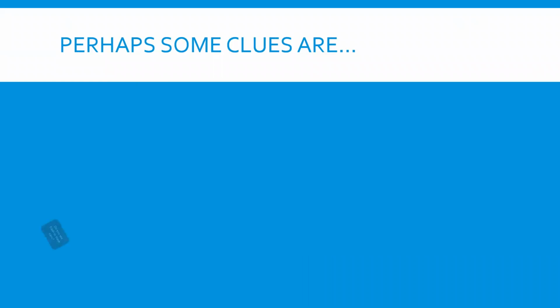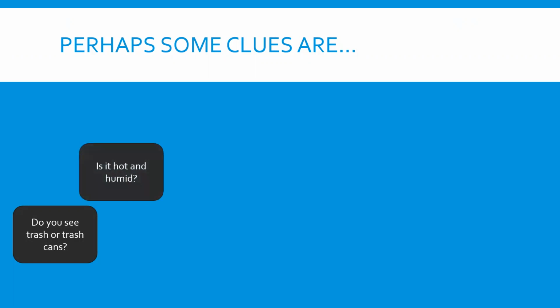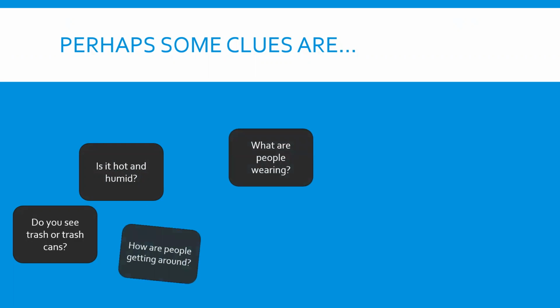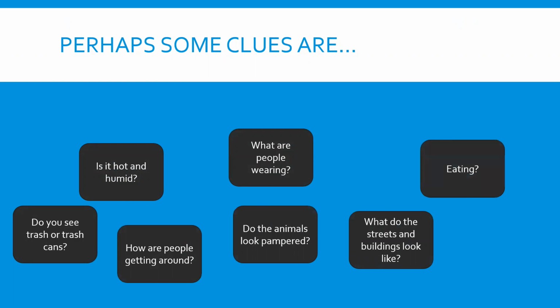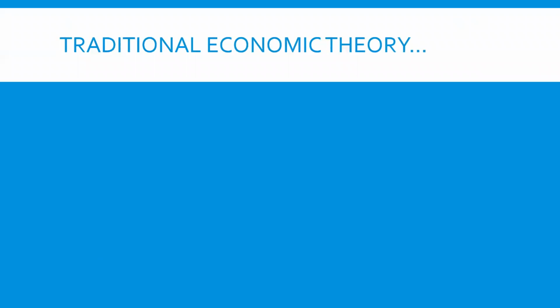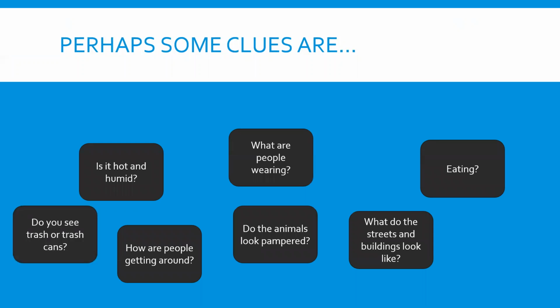Well, perhaps some clues are: do you see trash or trash cans? Is it hot and humid? What are people wearing? How are people getting around? Do the animals look pampered? What do the streets and buildings look like? What is everybody eating? Essentially, these things are what economic development is about.